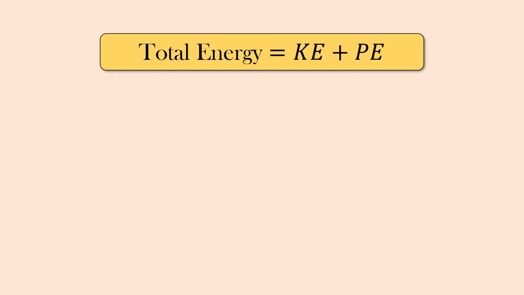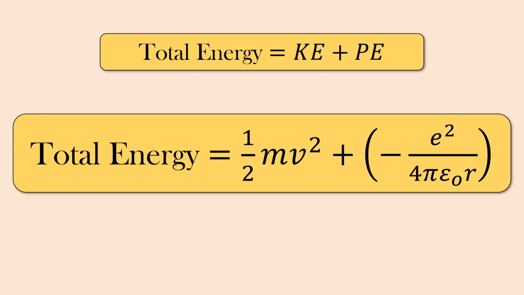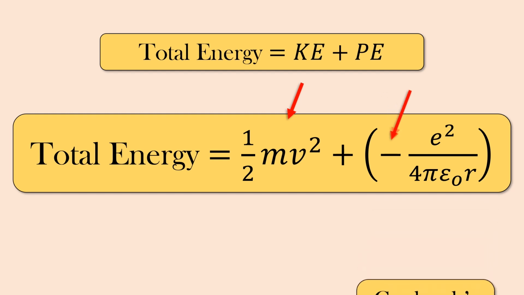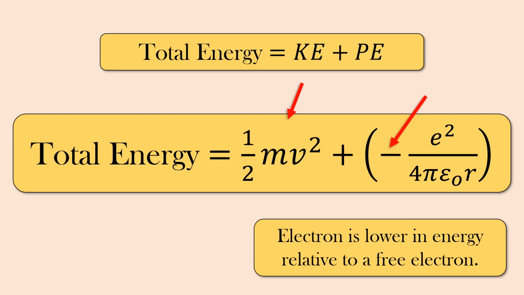Again, Bohr starts with classical mechanics. The total energy of the electron is the sum of its kinetic energy and potential energy. The kinetic energy is 1/2 mv squared. And the potential energy comes from Coulomb's law and the centrifugal force, which we saw earlier. The nucleus electron attraction lowers the energy of the electron. The negative sign indicates the electron is lower in energy relative to a free electron.